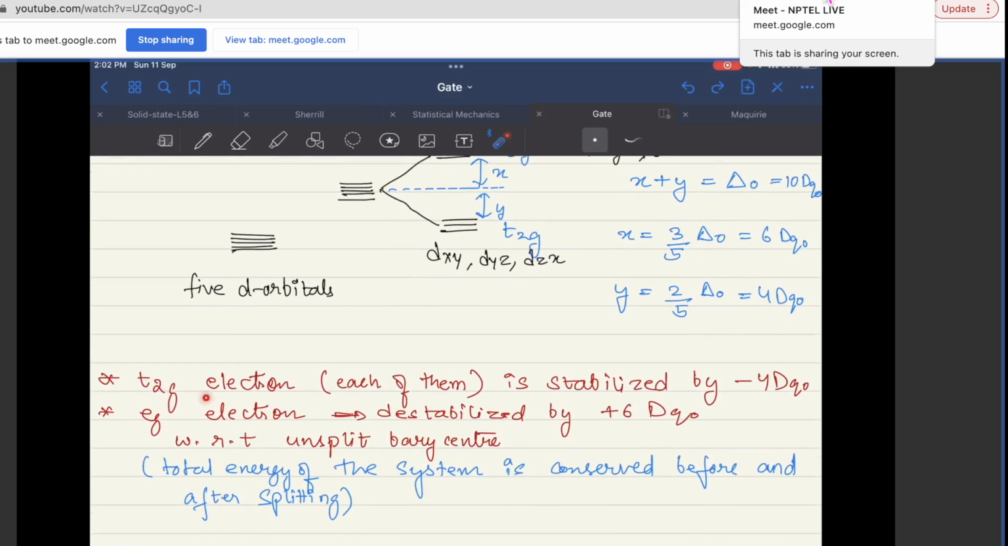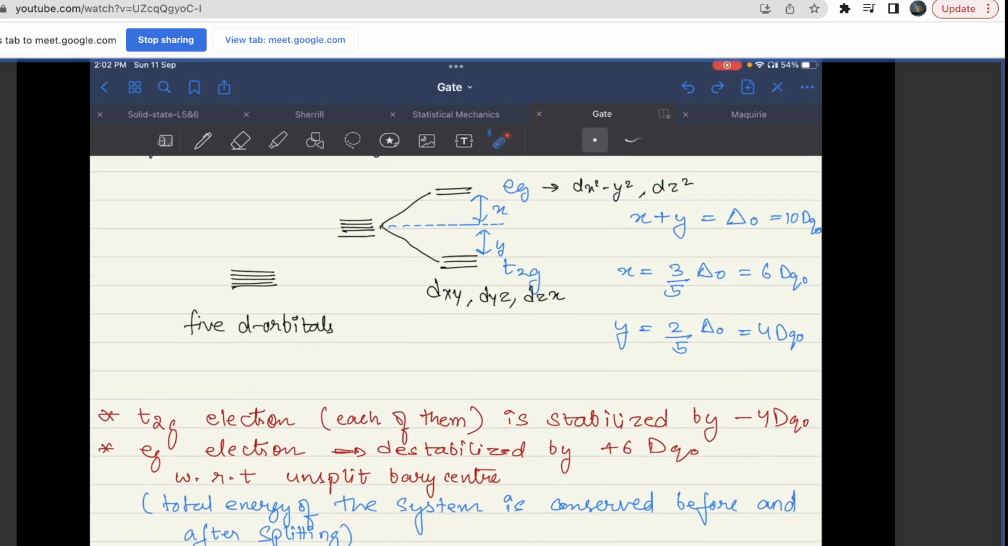So each T2G electron is stabilized by minus 4 Dq, and each EG electron is destabilized by plus 6 Dq naught. These are with respect to the unsplit barycenter, which is here. Hence we can say that the total energy of the system is conserved before and after splitting.